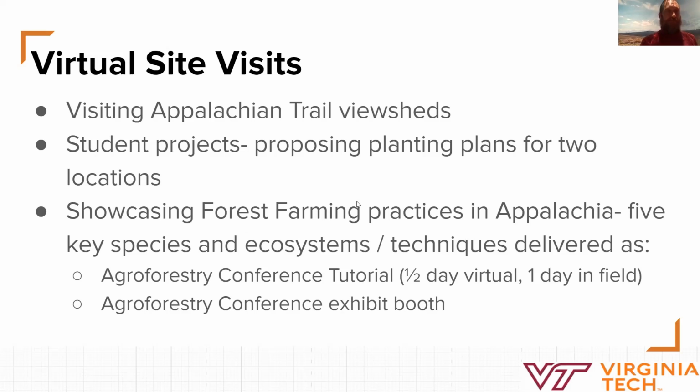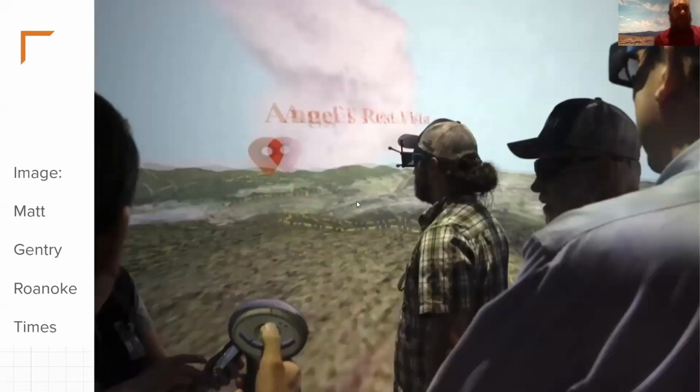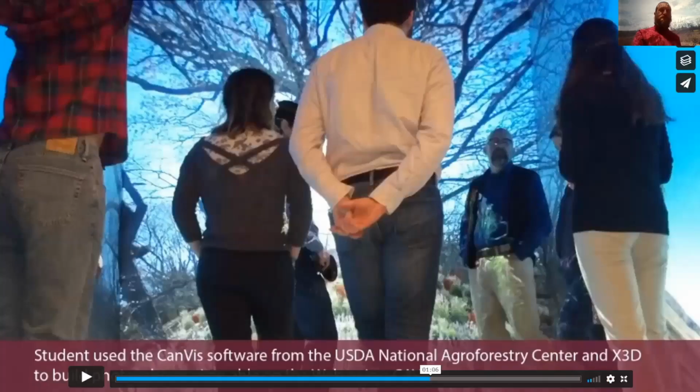Okay, so here's a little picture of the Appalachian Trail Conservancy crew here in the Visionarium. We're looking at it in stereo in this case, and they're looking across the valley at where the trail is going on the way to Angel's Rest, which is an iconic location right outside of Blacksburg, just a little northwest.